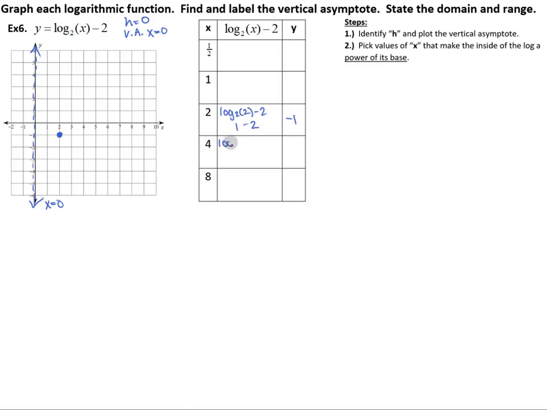Let's plug in 4 for x. Log base 2 of 4, minus 2. 2 to the second power is 4, so that log evaluates to 2. And 2 minus 2 is 0. We plug in 4 for x.